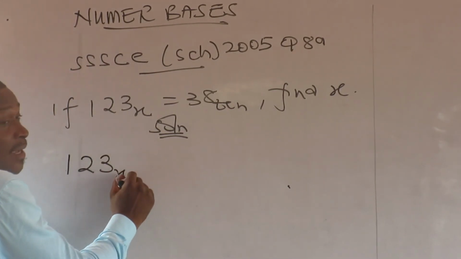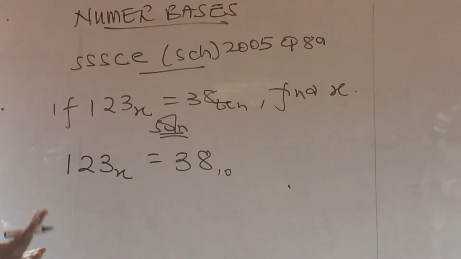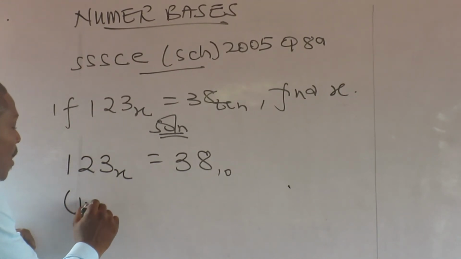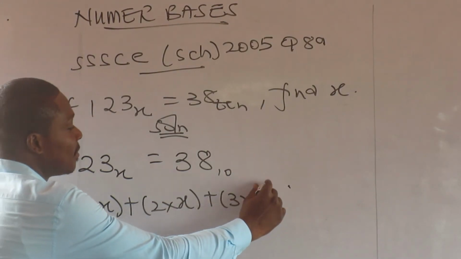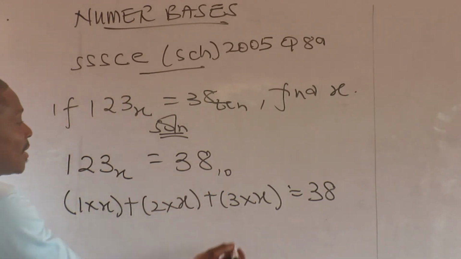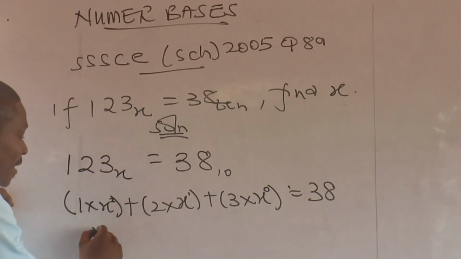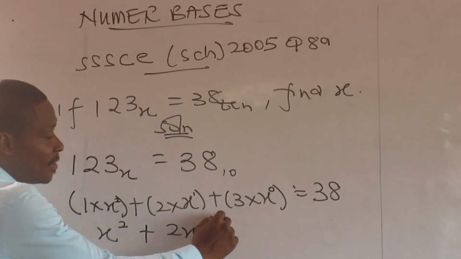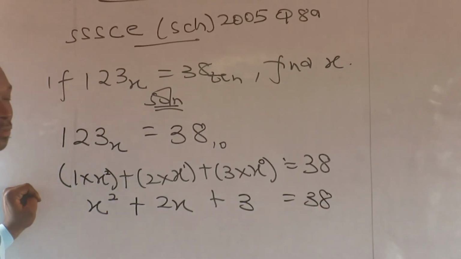1, 2, 3 base x equals 38 base 10. I need to convert the left to base 10, right? It is already base 10. Standard. That's okay. So 1 by x squared, 2 by x, 3 by x to the 0 equals 38. I don't need to do further conversion here. It's the same. 0, 1, 2. X squared. Do you agree? 2x. Every number raised to the power 0 is 1. 3. 38. Wow. What is going on here?